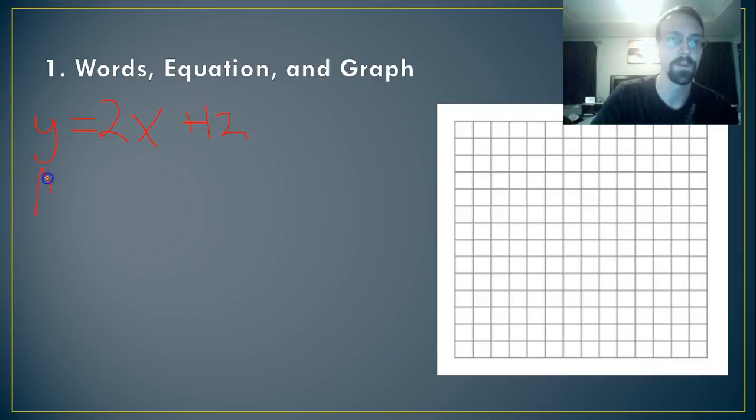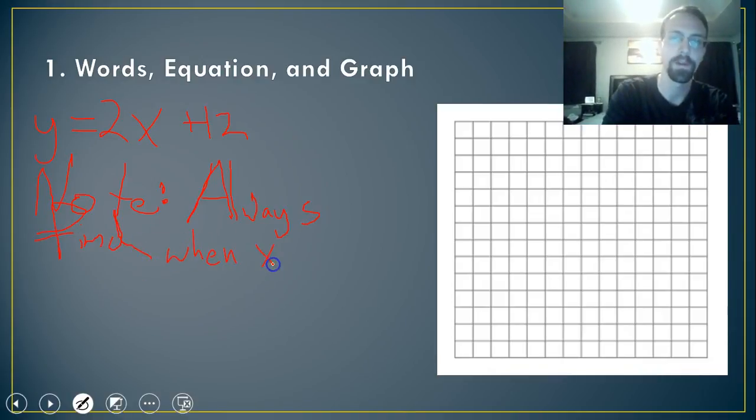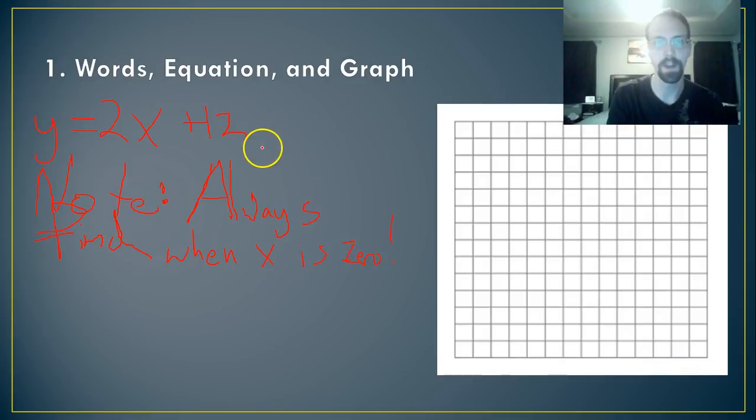So this is a note. Note: always find when x is 0. Find when x is 0, then you find out what that last number is. So there's your equation. And then finally, we get the graph.